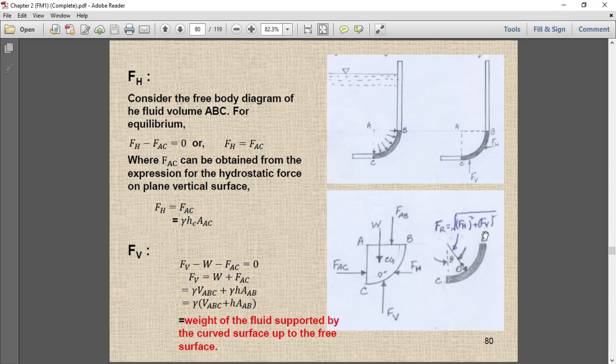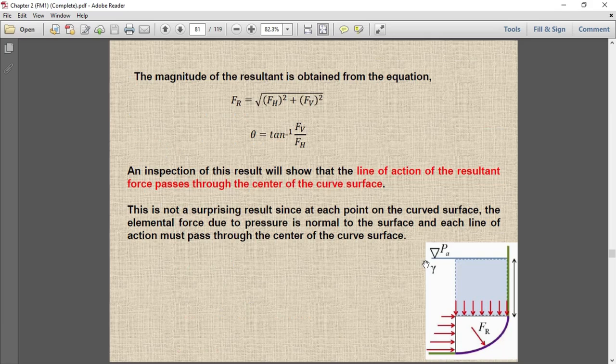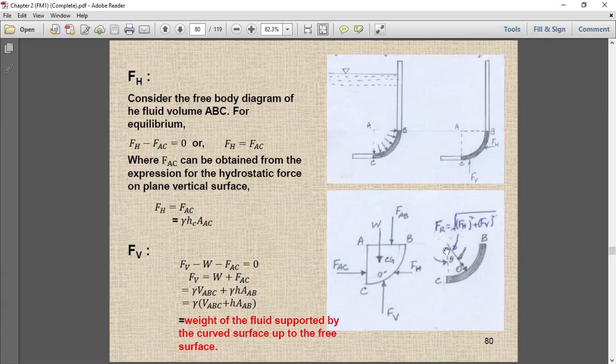by using a Pythagoras theorem. Fr is equal to the square root of FH squared plus FV squared. This will give you the net resultant force, and if you know the horizontal and vertical components, you can find out the position of the net resultant force also from the vertical axis. So this is the theta that will give you the position of the net resultant force, which is always passing through the center of the curve. So here the magnitude of the resultant force is obtained by using this equation, and the angle theta can be obtained by using this equation. So here you can see this theta is from the vertical side, not from the horizontal side, keep in mind.